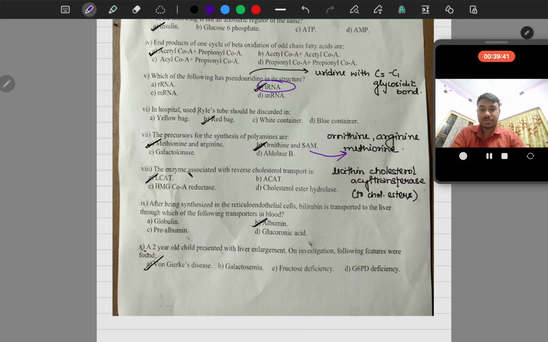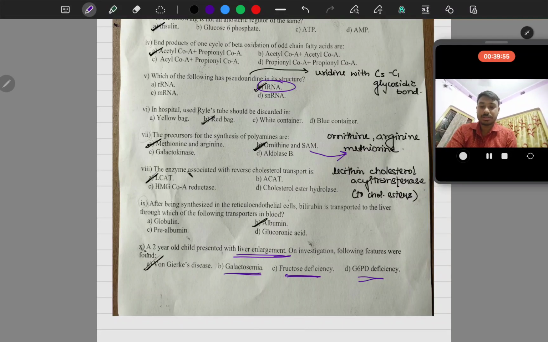And the last one is a 2-year-old child presenting with liver enlargement. On investigation, the following features were found. Liver enlargement is the main point. In galactosemia, liver enlargement is not seen generally. In fructose deficiency, not seen. In G6PD, it is not seen. So the last answer is von Gierke's disease.